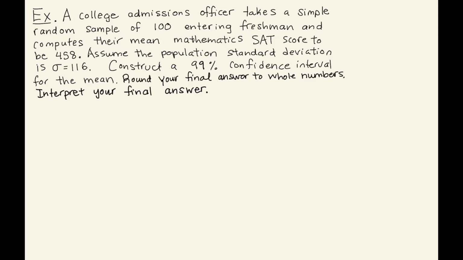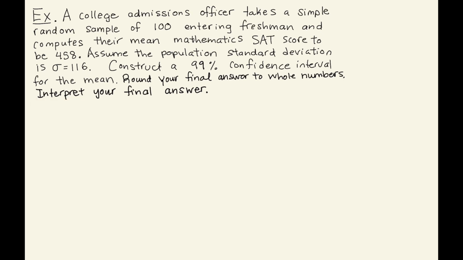In this example, we are going to construct a confidence interval for the mean where sigma is known. Example: a college admissions officer takes a simple random sample of 100 entering freshmen and computes their mean mathematics SAT score to be 458. Assume the population standard deviation is sigma equal 116. Construct a 99% confidence interval estimate for the mean. Round your final answer to whole numbers and then make sure to interpret your final answer.